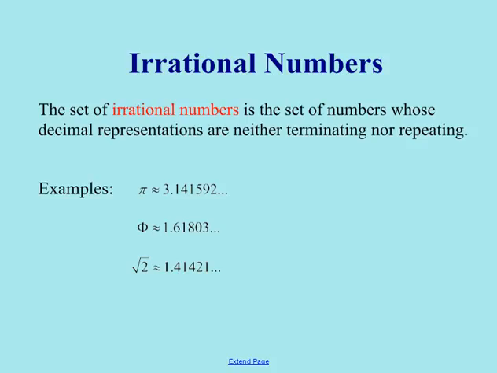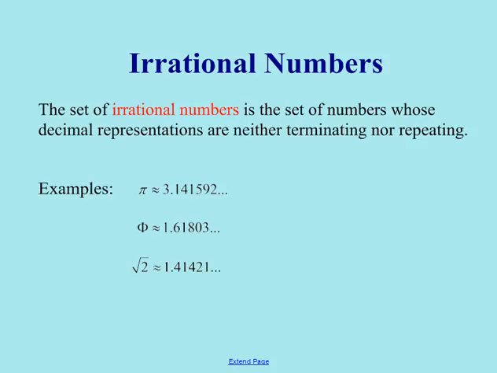Here are a few examples of irrational numbers. The first is pi, probably the most popular, most commonly referenced. As you can see, pi is 3.141592..., meaning that it never terminates. The next irrational number is phi. It is approximately 1.61803... because once again, it neither terminates nor repeats.